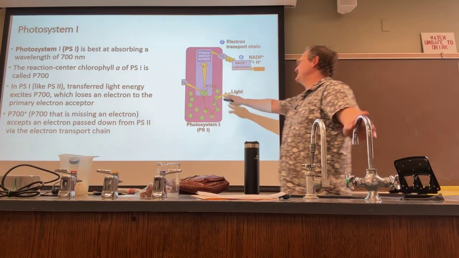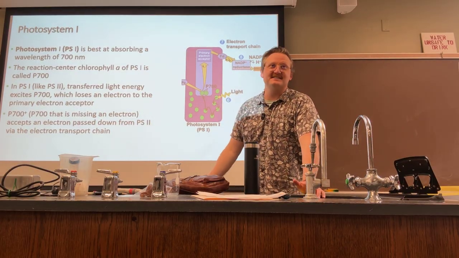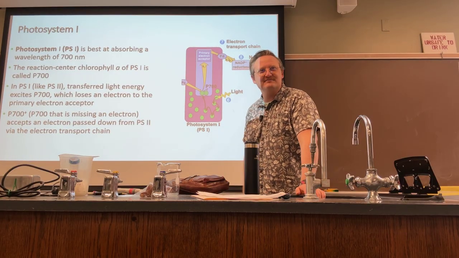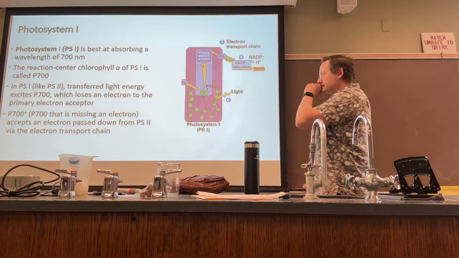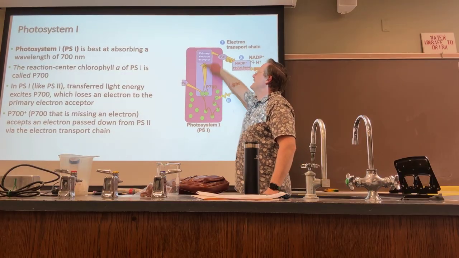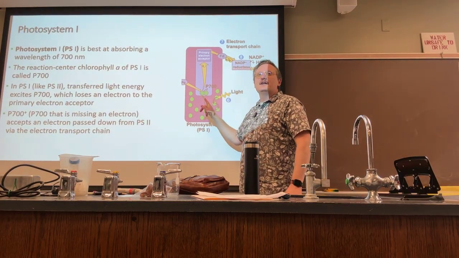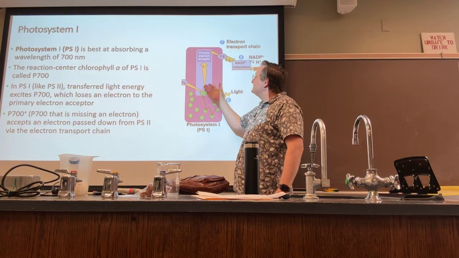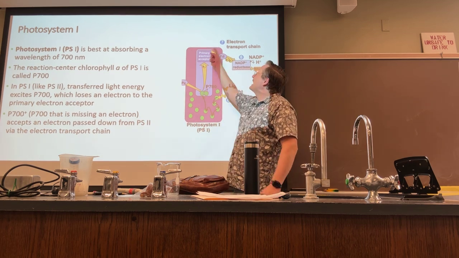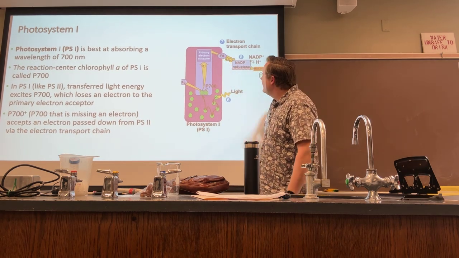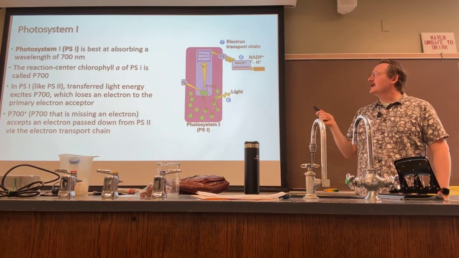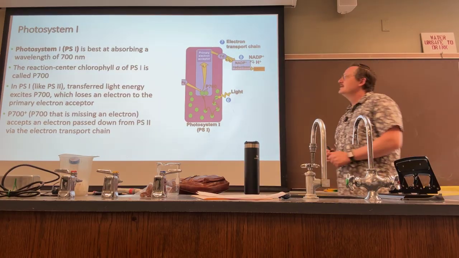Photosystem 1 has its own special pair of chlorophyll molecules called P700, because it's the best at absorbing light at a wavelength of 700 nanometers, right? Now, P700 is going to get blasted with light to kick electrons off, but it doesn't take an electron off of water. It accepts the electron from the electron transport chain and then kicks it back up to a high energy state. And then it gets transferred to NADP plus to make NADPH.